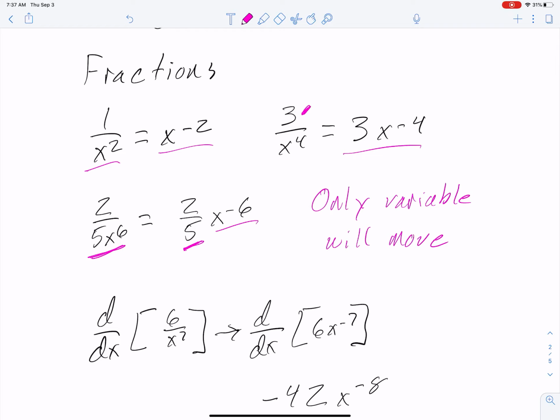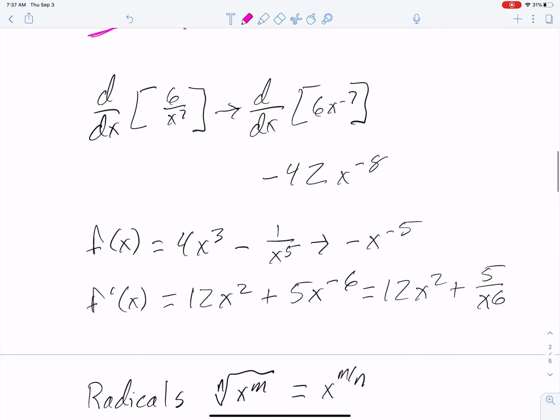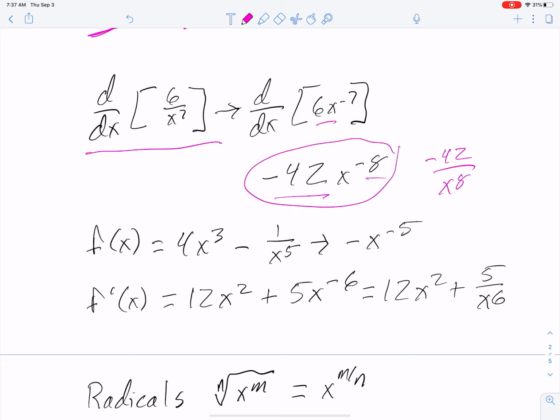A common mistake is people rewrite their negative exponent, but then don't take the derivative, thinking they're done. So, for instance, I want the derivative of 6 over x to the 7th, so I rewrite it as 6x to the negative 7th, and then 6 times negative 7, minus 1.